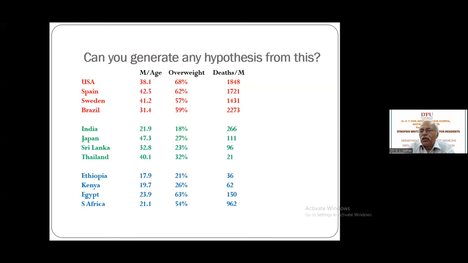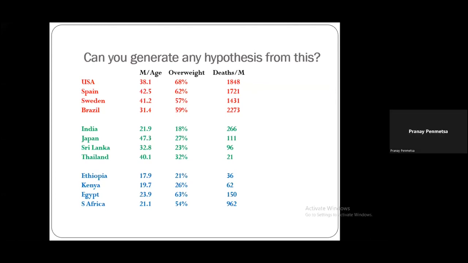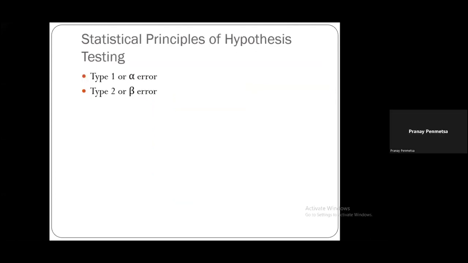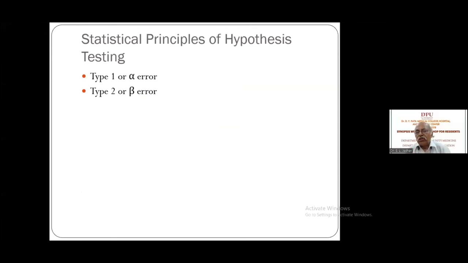Subsequently, I will show how we proceed further with this research question. My research question is whether obesity is related to fatality from COVID-19. So this becomes my research question. What will the null hypothesis be? The null hypothesis will be that there is no relation between obesity, overweight, and fatality from COVID. That is my null hypothesis.